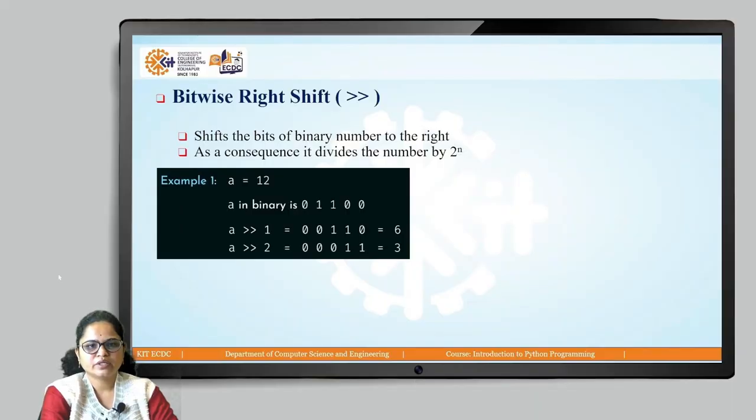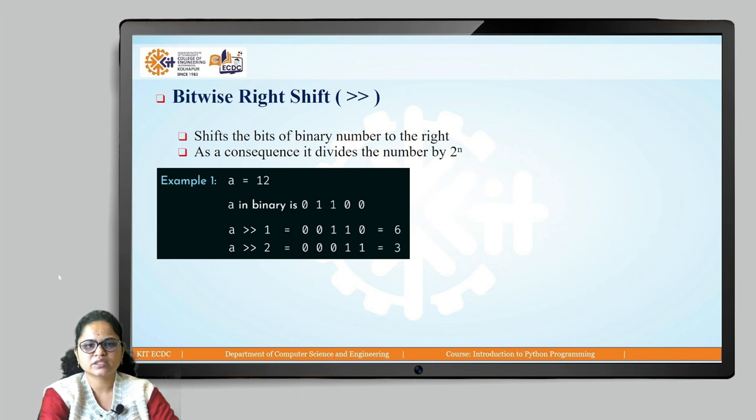The next operator is the bitwise right shift operator. The right shift operator shifts the bits of a binary number to the right, and the result is that it divides the original number by 2 raised to n, where n represents how many bits you are shifting to the right.